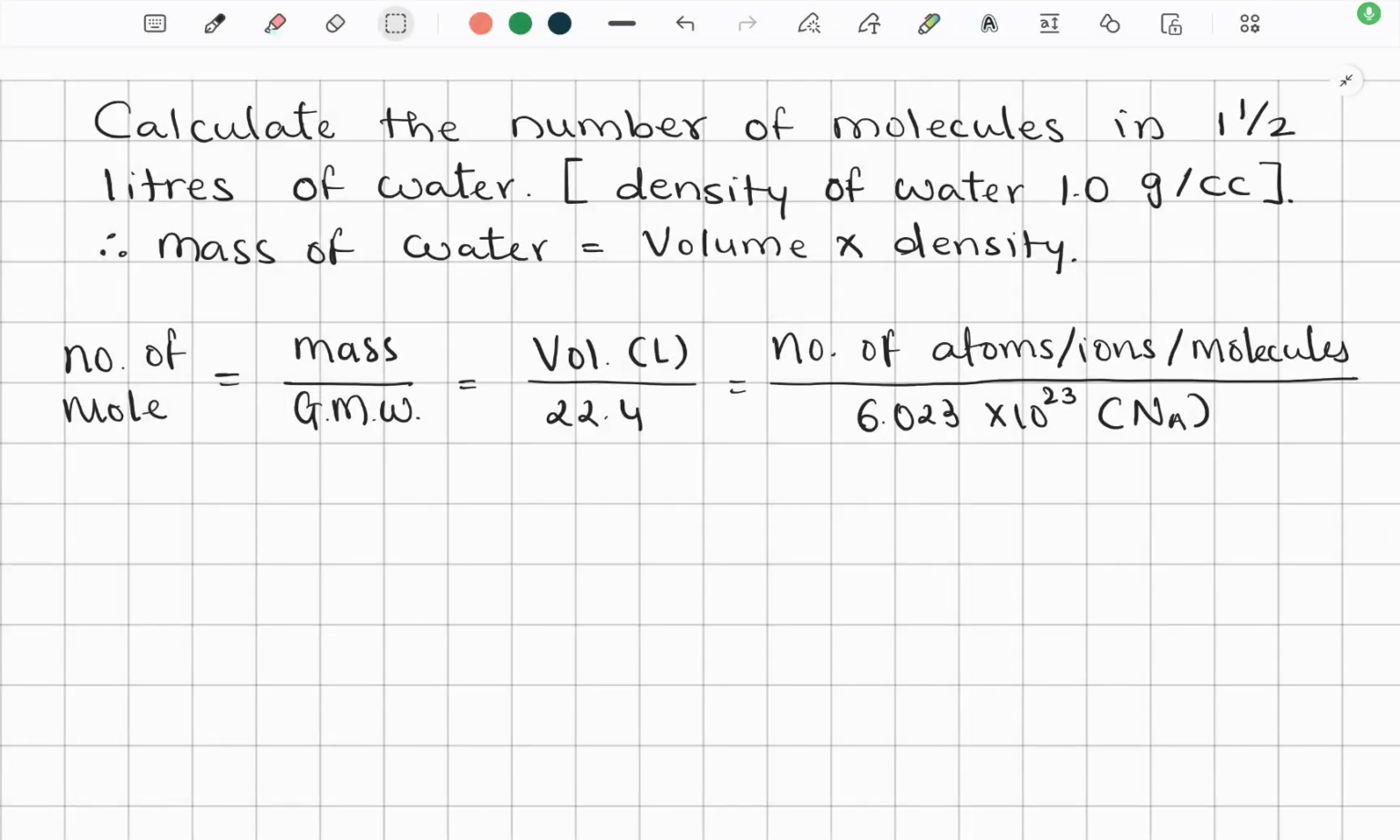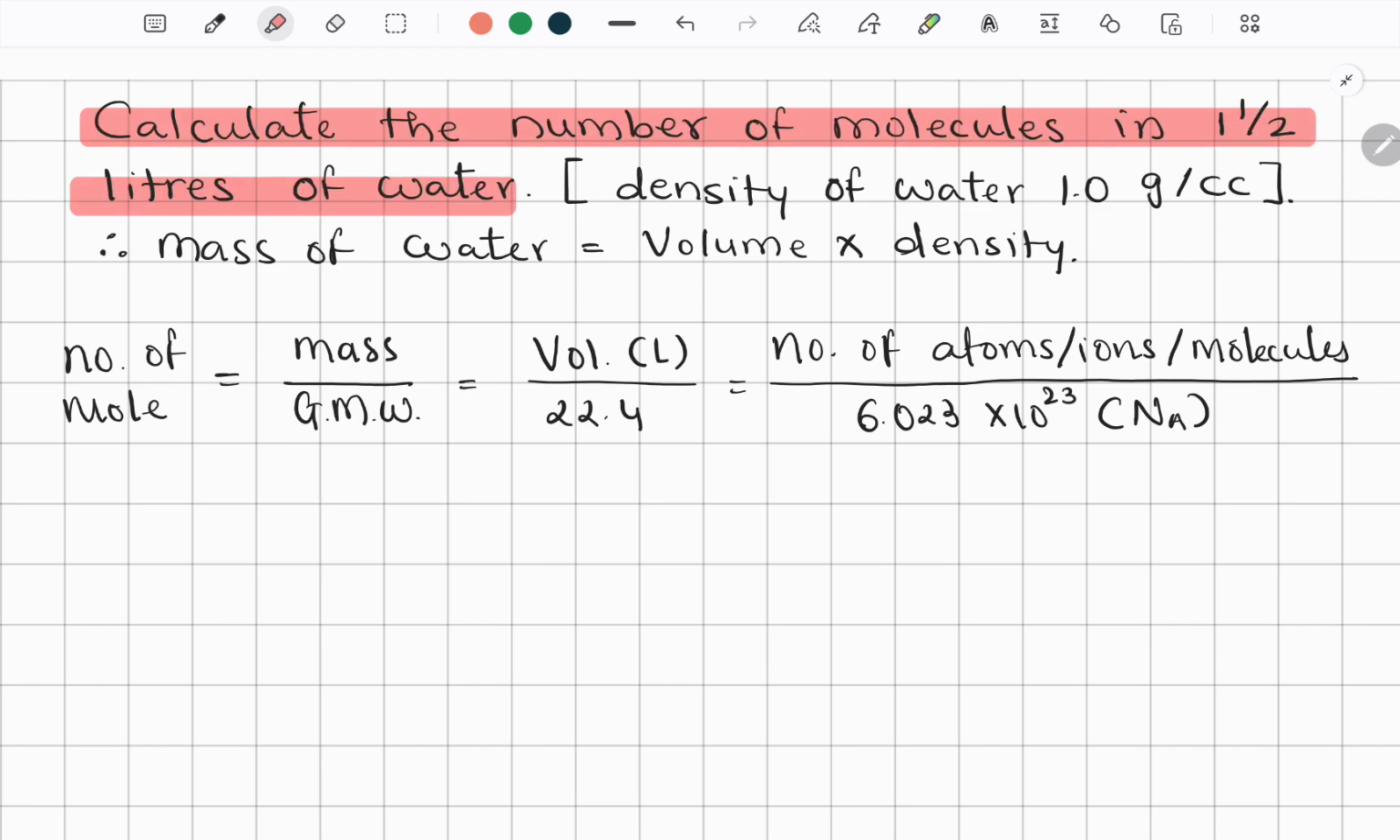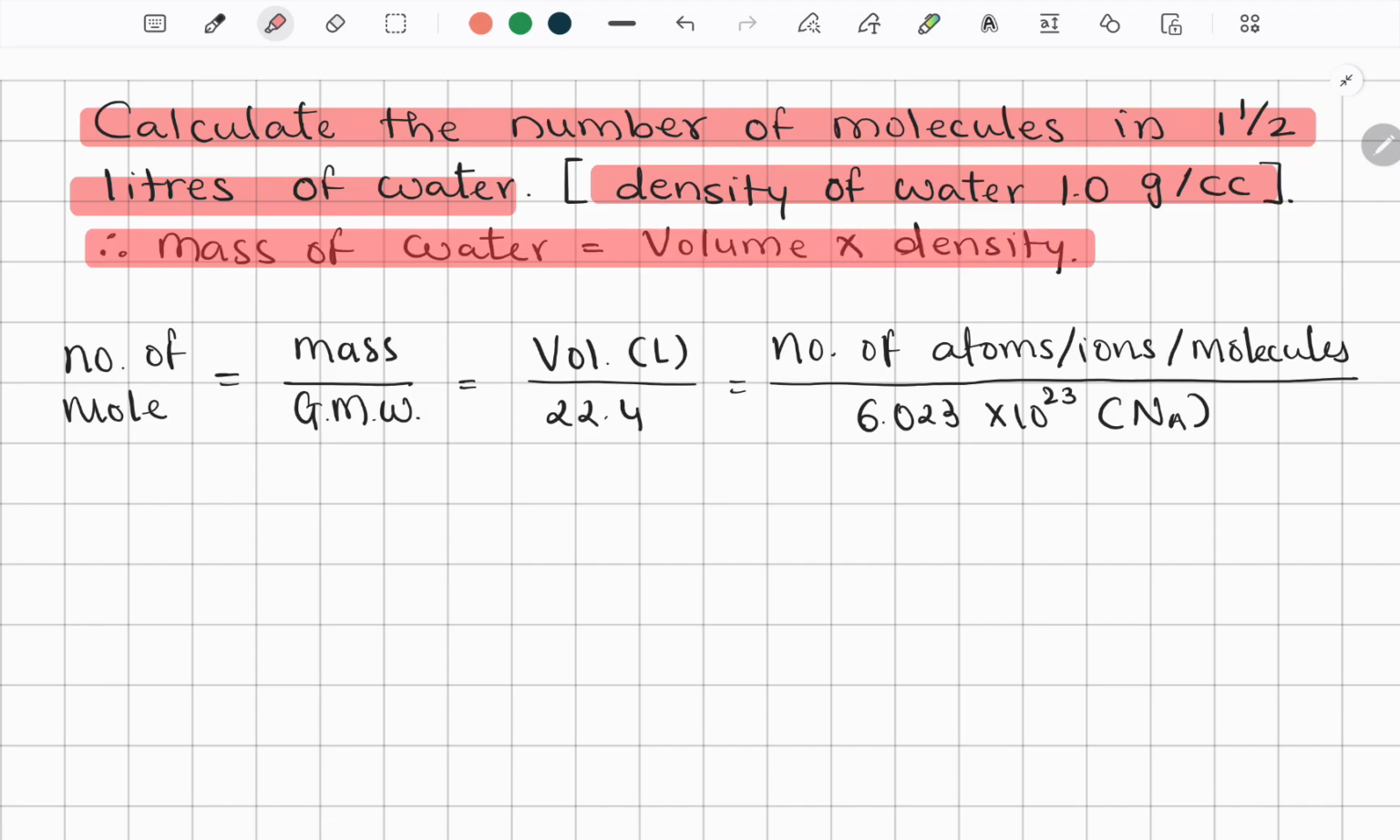Okay, so let's solve this question. This question says: calculate the number of molecules in 1.5 liters of water. The information given is that the density of water is 1 gram per centimeter cube, and therefore the formula for the mass of water is that mass of water is equal to volume into density.